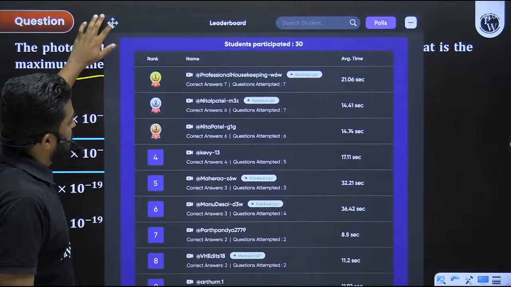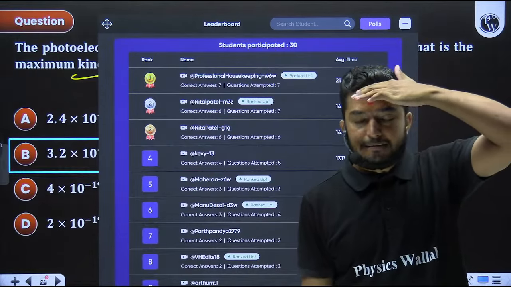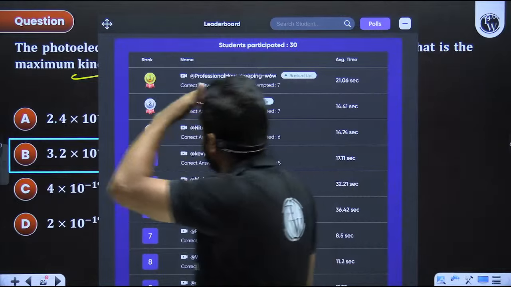चलिए, so just look at the leaderboard. Total 30 students are participating. That's fine यार, है ना? I am happy. That's good यार.